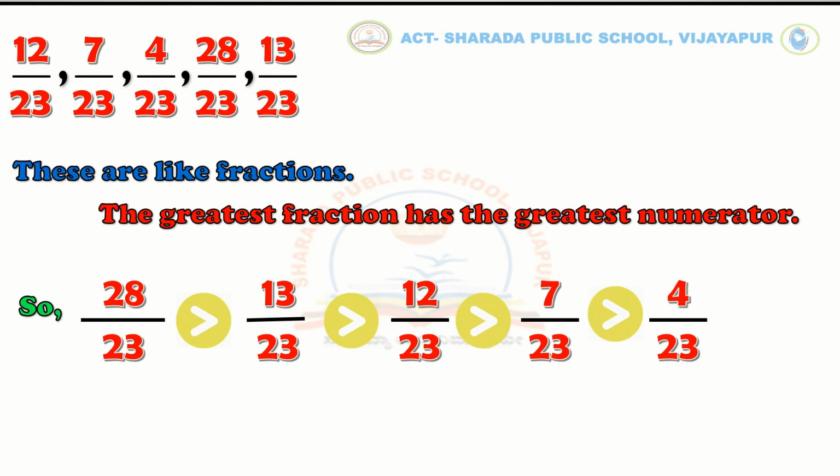So children, you should remember that when fractions are like fractions, then the greatest fraction has the greatest numerator when you arrange them. I hope children you have understood how to order the fractions into ascending order and descending order.